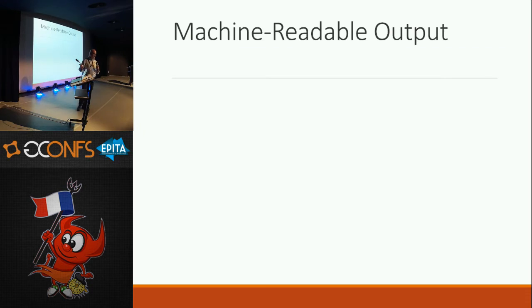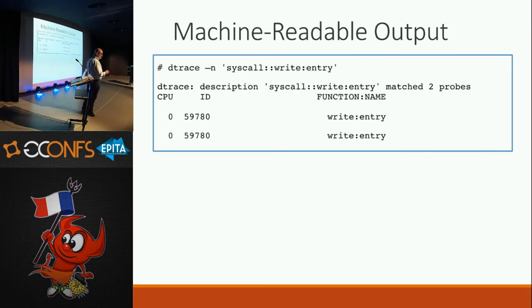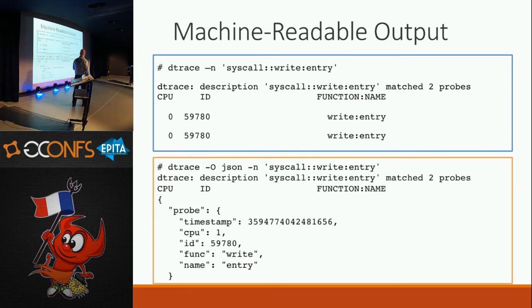So machine readable output. This is a simple DTrace one-liner, and you say something like, "Oh, hey, tell me when a syscall, when write fired," and bang, bang, bang. You get a bunch of text output. If we tell it we want JSON output, we get this nice little object that can actually be parsed by something that reads JSON, right? People aren't normal, but normal people should not read this. It should go into a tool.